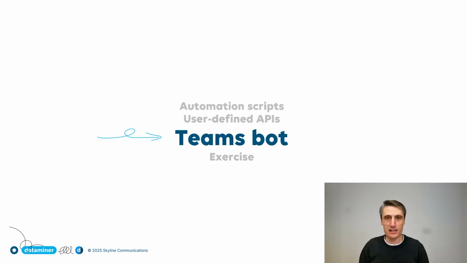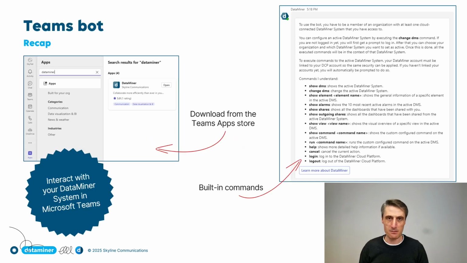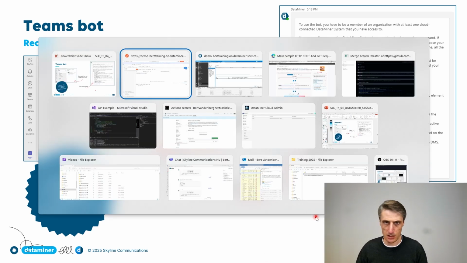One final example is the Teams bot, and I'm actually going to reuse my CPU example again. So that's another way of leveraging the C# automation scripts, but now from Teams. So from Teams, as we have seen before in the fundamentals, we can install the DataMiner bots, and then we have certain standard commands that we can use to communicate with the DataMiner system, like show me the alarms, show me the elements.